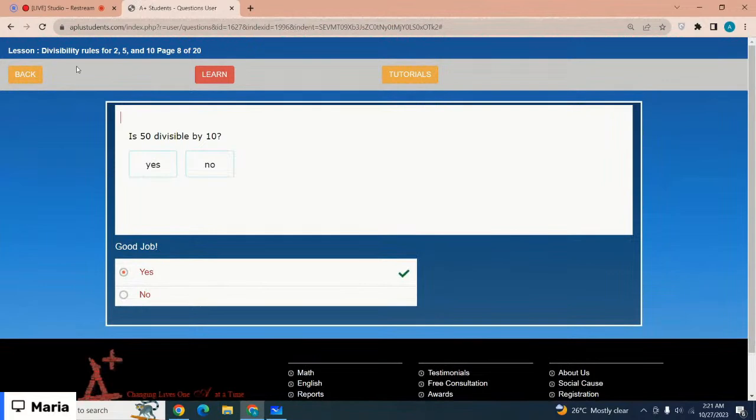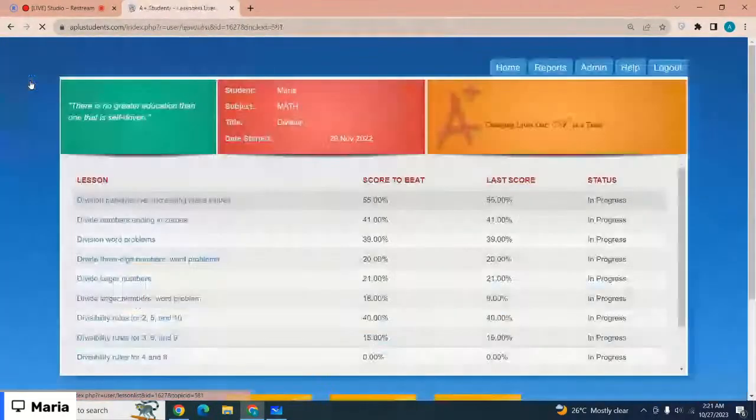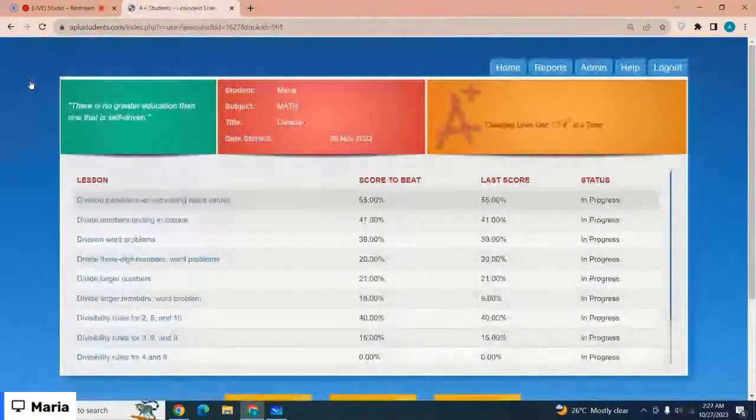Okay, you can complete the lesson by yourself later today. Let's just move on to the next lesson. The next lesson is divisibility rules for 3, 6, and 9, right?